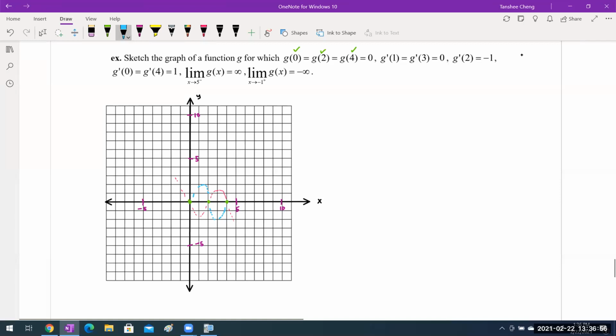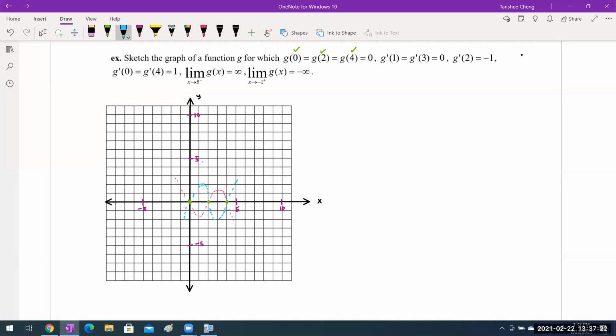Right? So these are the situations that I'm expecting, but I don't know which one. And I don't know how far this peak is going to be, way up here or way down here. We don't know yet. However, right here, it gives us g prime of 1 and g prime of 3 is equal to 0.